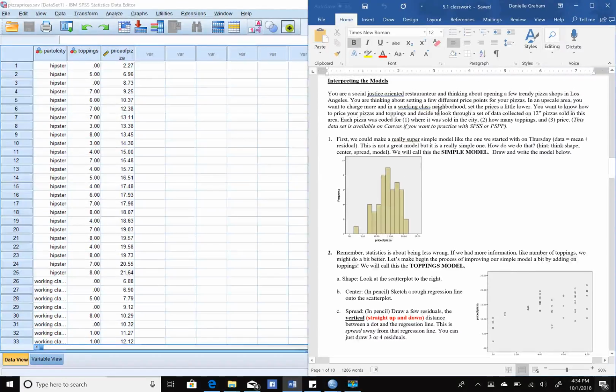Okay. So I'm not going to do the entire thing, but just want to show. So here we want to build a simple model about price of pizza, and we're not including anything else. We're not including toppings yet. We just want to know, based on price of pizza, what would be kind of our best guess. So the very super duper simple model that we start with is data equals mean plus residual.